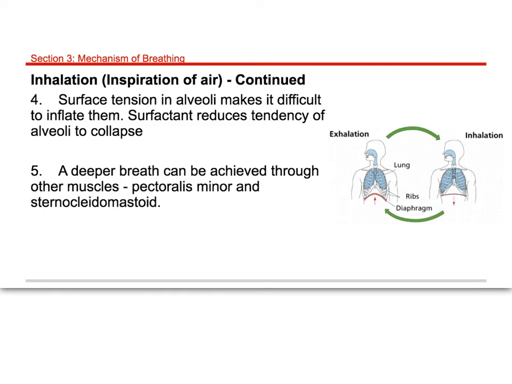Finally, we have the last 2 steps of inhalation. Step 4 is we're going to talk about the surface tension in the alveoli, which makes it difficult to inflate them. So something called surfactant is going to reduce the tendency of alveoli to collapse, which is very important. Because as you bring that air in, you're going to want to create a surface area around that alveoli so that oxygen can be exchanged.